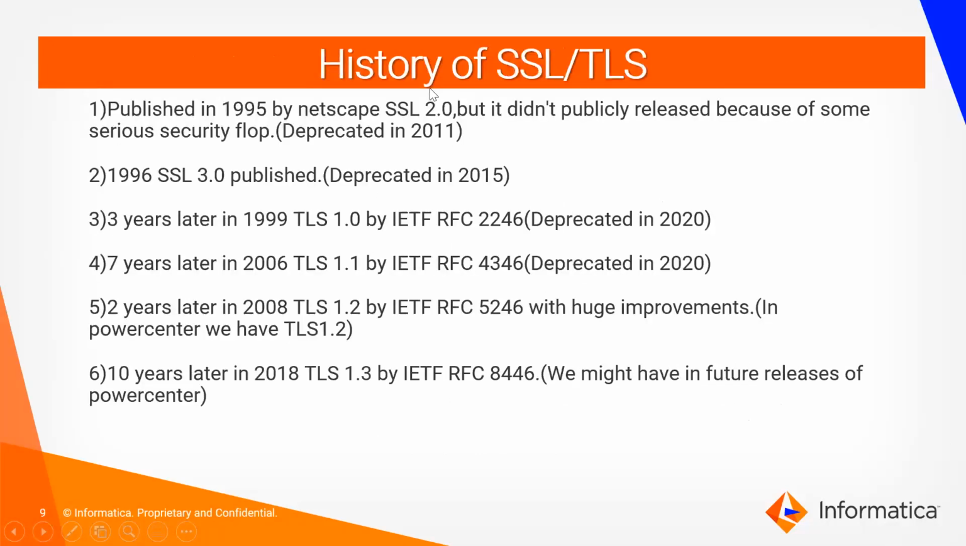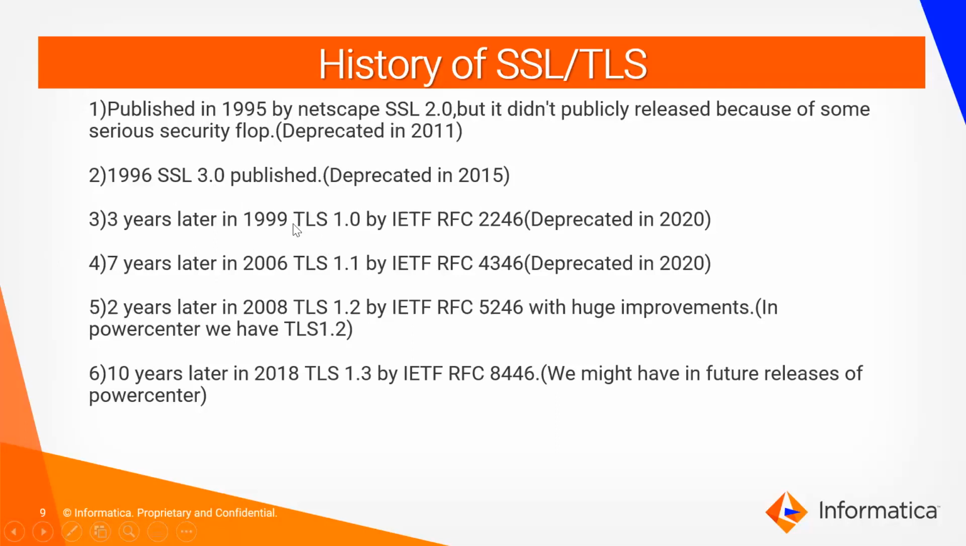And what is the history of SSL and TLS? Now let's talk about this high level history. SSL was first published in 1995, but it was deprecated in 2011 because it had a security flaw. The second, SSL 3.0, was released in 1996 and deprecated in 2015. Next, in 1999, TLS 1.0.